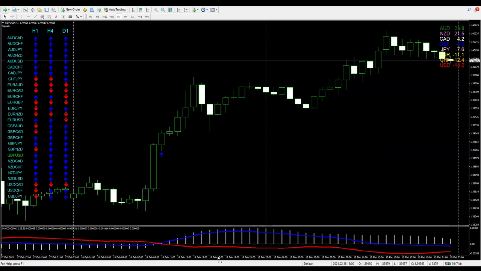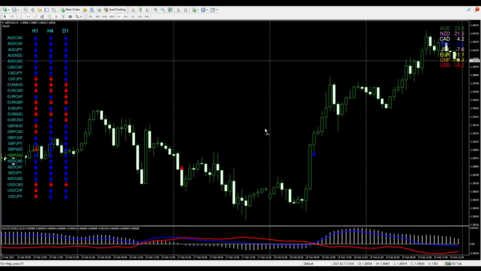For GBPUSD, I know it's a missed trade too. We can't take this trade because of the Fibonacci level, so it's fine.